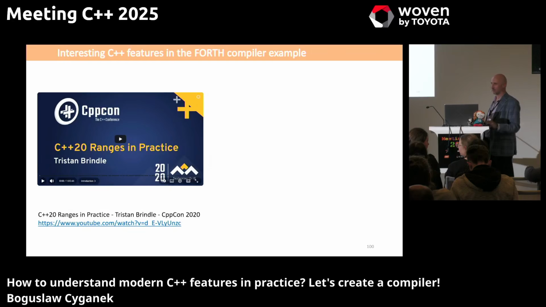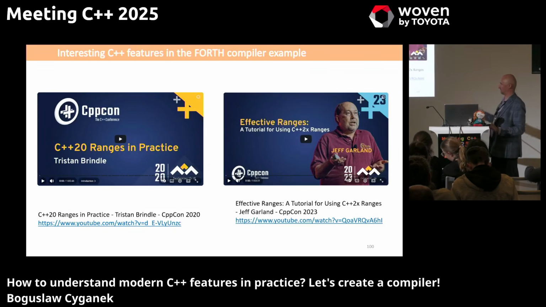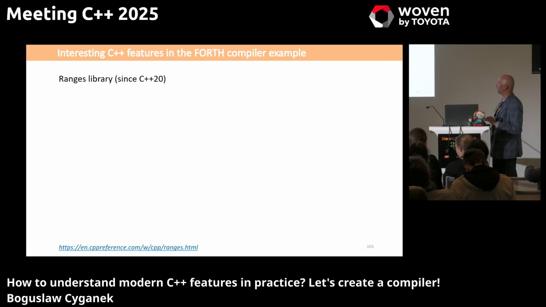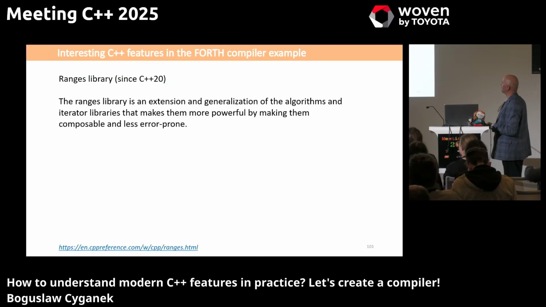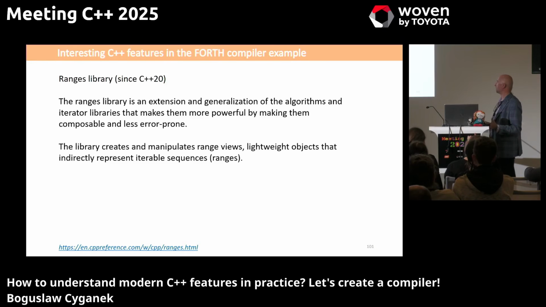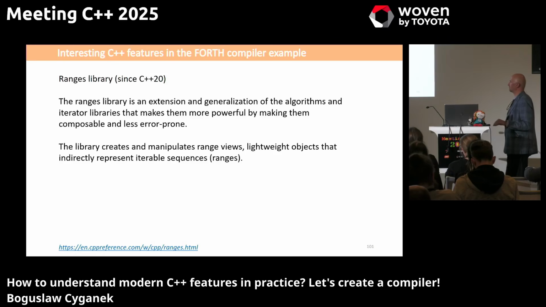We have a lot of presentations even at this meeting this year on ranges. These are the lectures I like, I learned from them, so I can recommend them. There are a lot of materials, but here is a very short intro. Ranges since C++20 are an extension and generalization of the algorithms and iterator libraries. The intention of the authors was to make them more powerful, composable and less error prone. So the idea is to make code clearer, more verbose, in some situations. I will show you some examples. The library creates and manipulates range views, which are lightweight objects that indirectly represent iterable sequences, ranges.